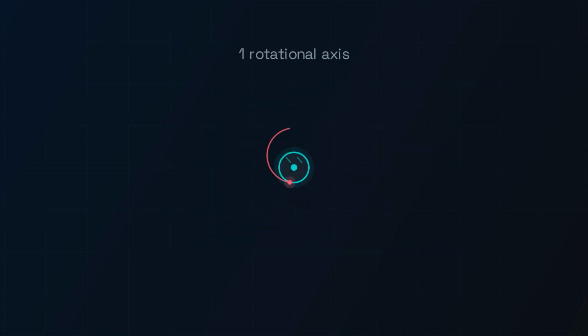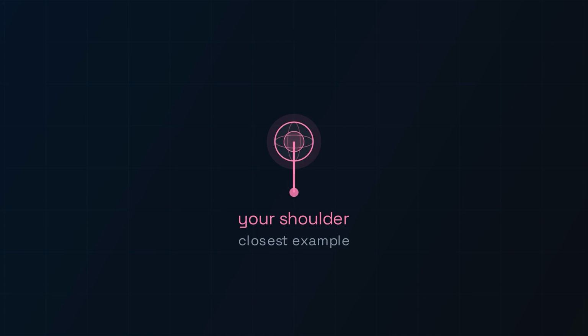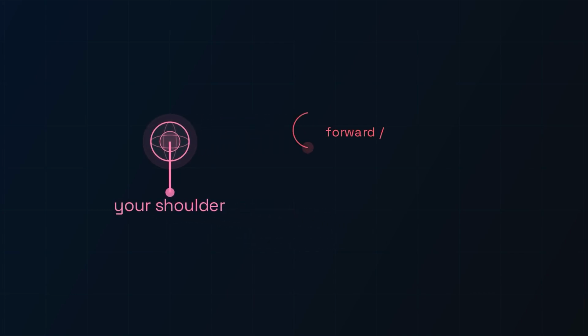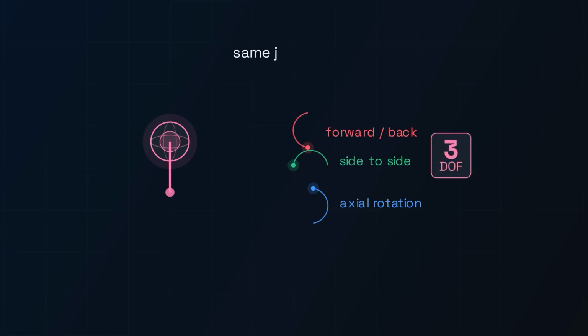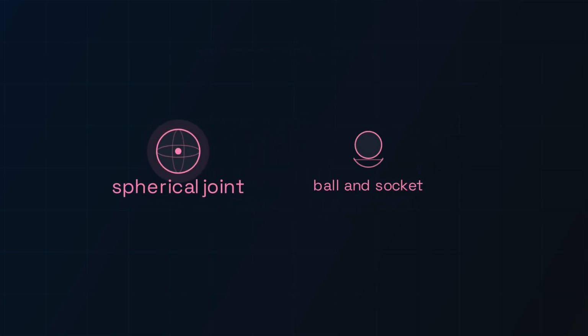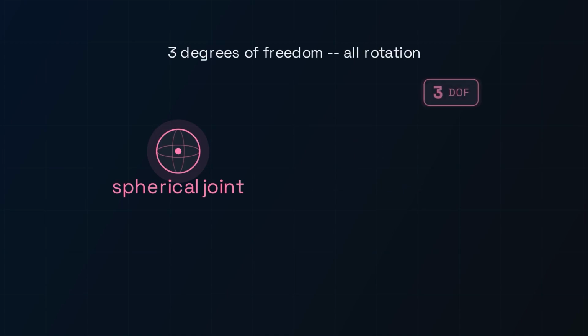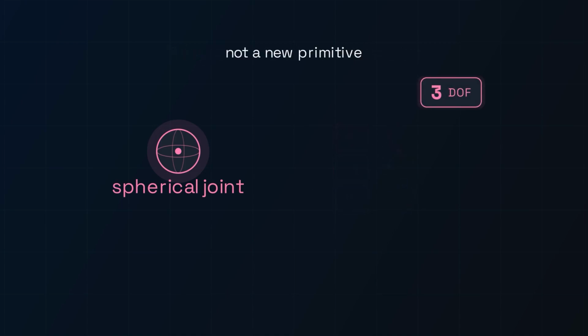What if instead of one rotational axis, you want all three? Your shoulder is the closest example. It can swing forward and back, swing side to side, and rotate along the length of your arm. That's 3 independent rotational directions, all operating through the same joint center. This is a spherical joint. It's also called a ball and socket joint. 3 degrees of freedom, 3 joint variables, all rotational. Again, it's not a new primitive.